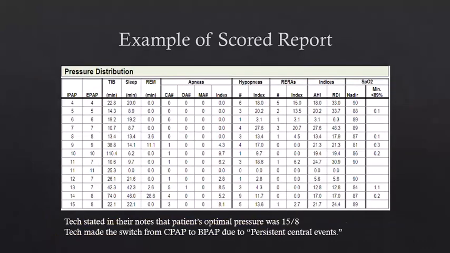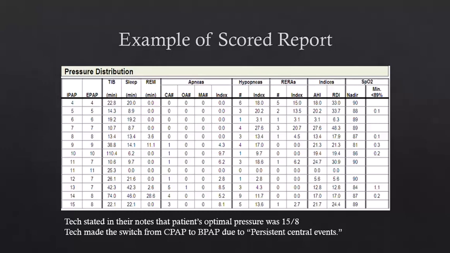In this example, the patient was trialed on a CPAP of 4 through 11 and then switched over to BiPAP 11 over 7 to 15 over 8. In the text notes, they stated that the patient's optimal pressure was 15 over 8. And again, just because it's your ending pressure doesn't necessarily mean that it's your optimal pressure. The tech switched the patient from CPAP to BiPAP because of persistent central events.